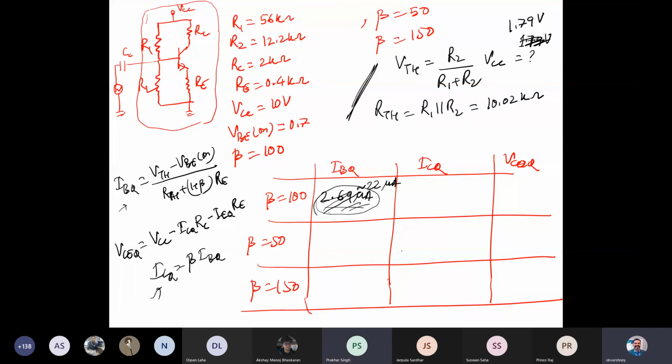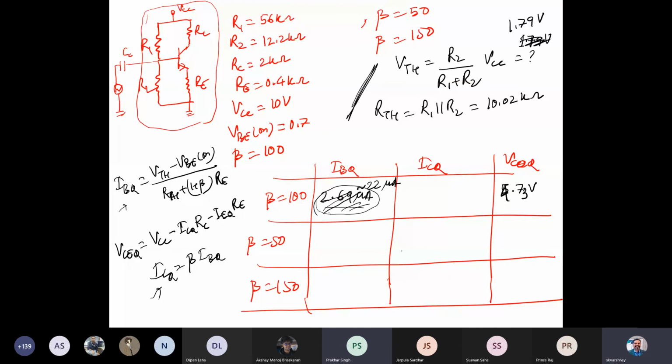Always when we are solving circuit analysis problems, we need to see whether VCEQ is positive, greater than VBE on; then you are in forward active mode. Whatever assumptions we are making consider that situation, right? So that's confirmed. And VCEQ is 5.7 volt? Sorry, 4.73.